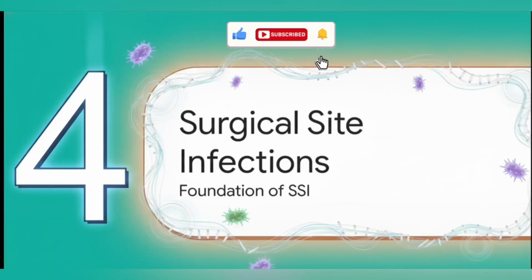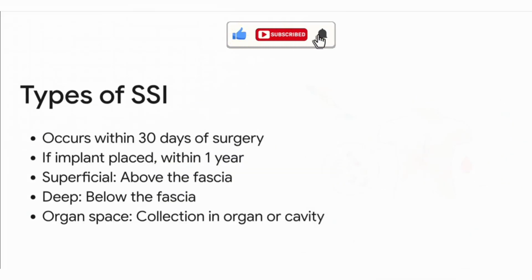Section 4. Surgical Site Infections. Let's get down to the basics of the actual wound. Timing is the key detail here. By definition, an SSI occurs within 30 days of the surgery. But wait, if you have placed an implant, like a hernia mesh or an orthopedic plate, this window extends all the way to 1 year.